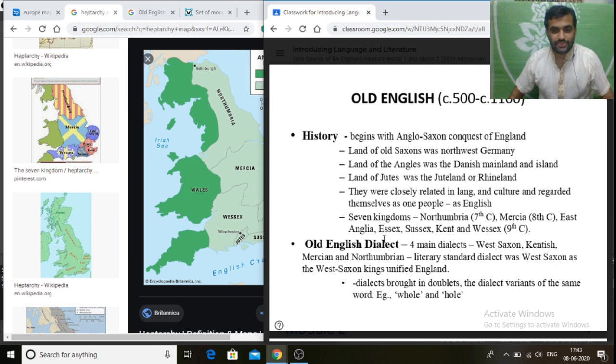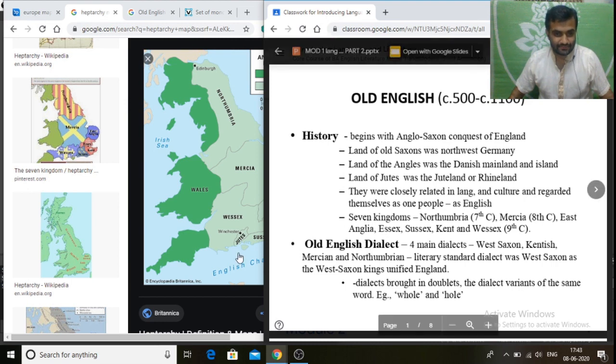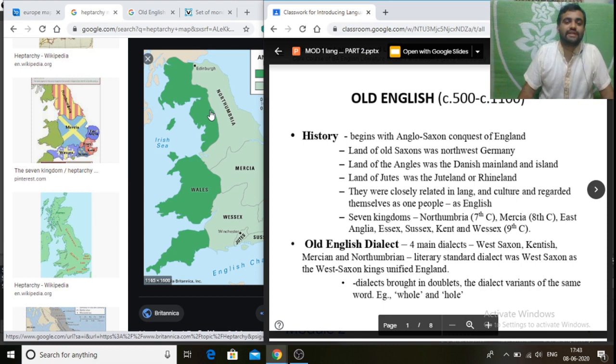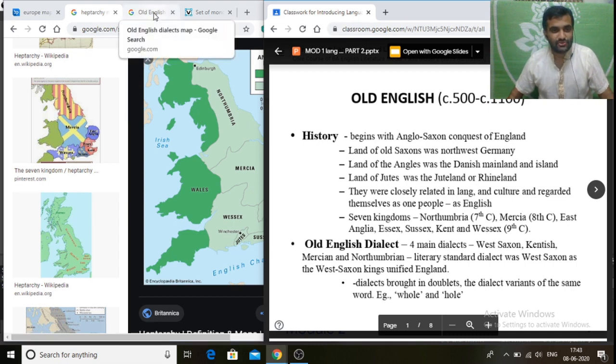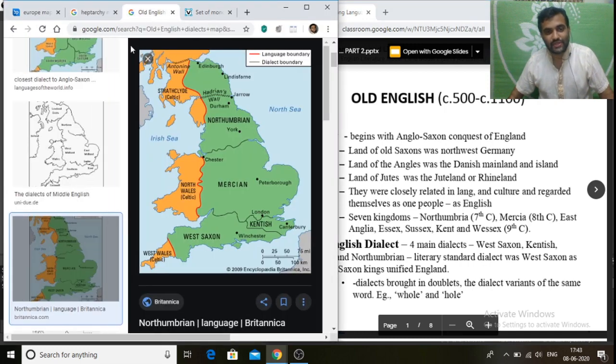Now let's move slowly to the Old English dialects. It was a large region, and even though English was a single language, it had various regional dialects. There were four main dialects in the Old English period, four main variations of English, and those four dialects are based on their geographic locations. Let's look at that.